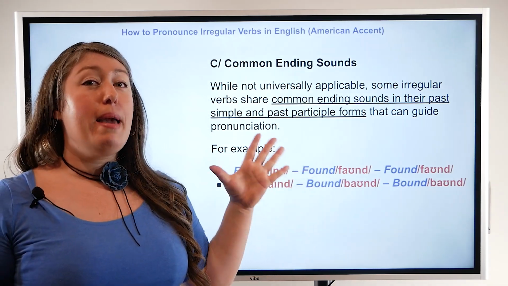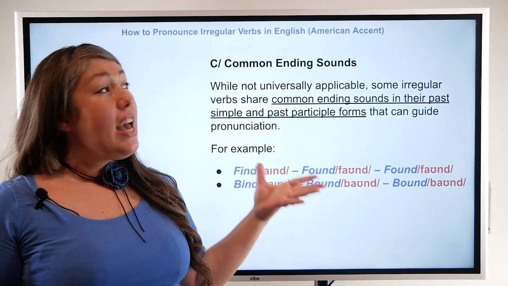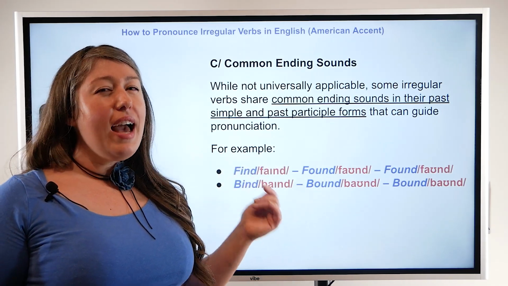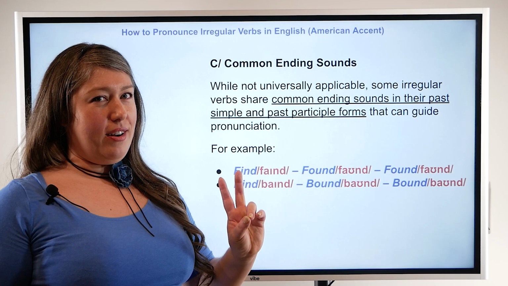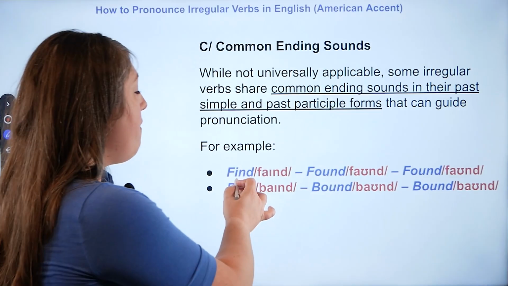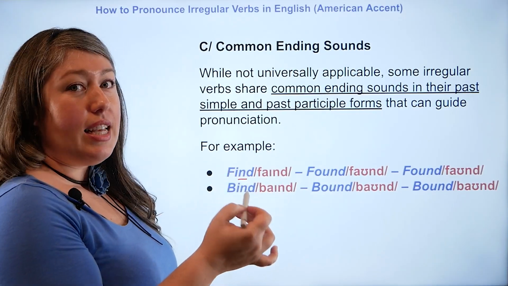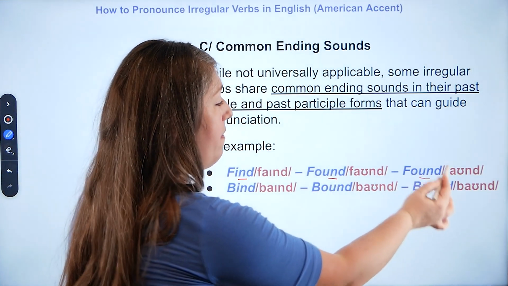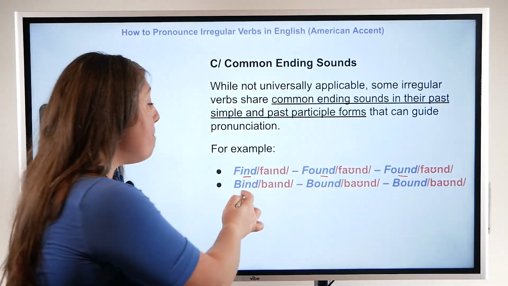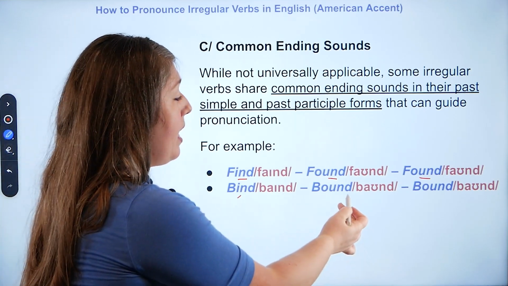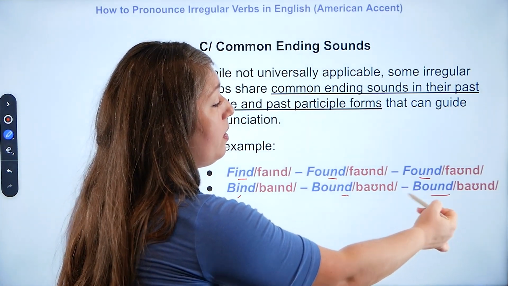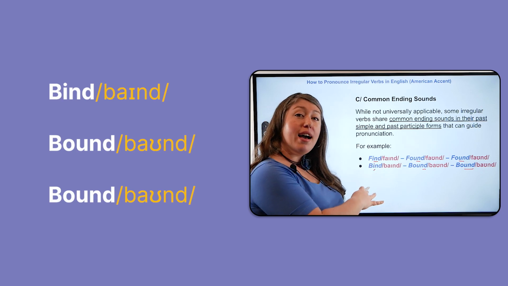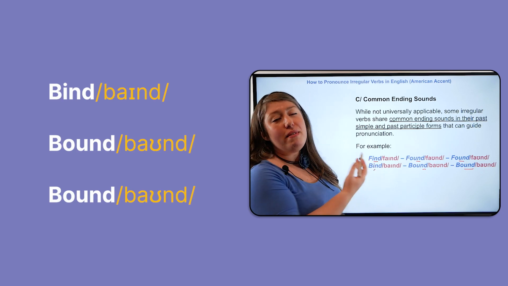So another thing that might make irregular verbs a little easier is knowing that some of them have common ending sounds, which means you only have to remember two ways to pronounce the word. If we look at the word find in the base form, the simple past form is found, and so is the past participle, found. And that's the same for bind. Simple past becomes bound. Past participle, bound. So we have find, found, found. Bind, bound, bound. Some of them are easy.